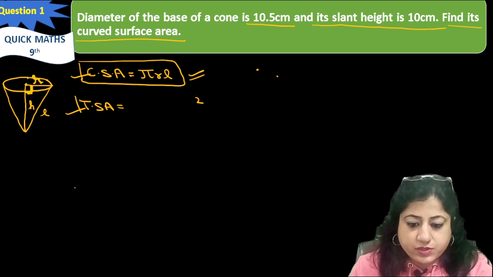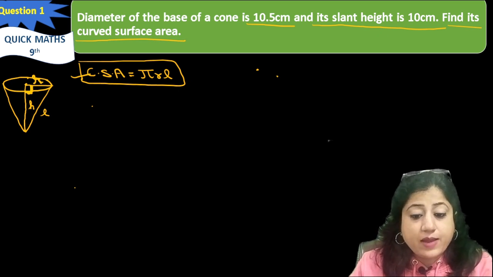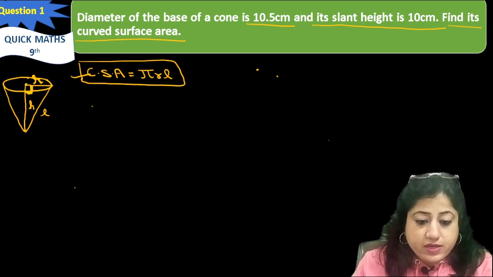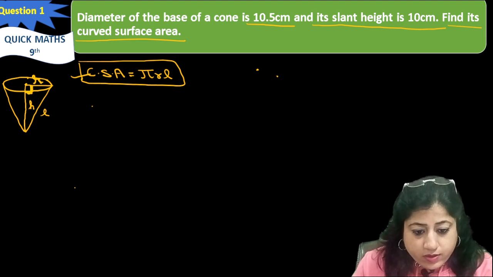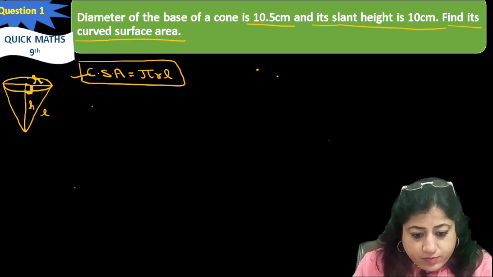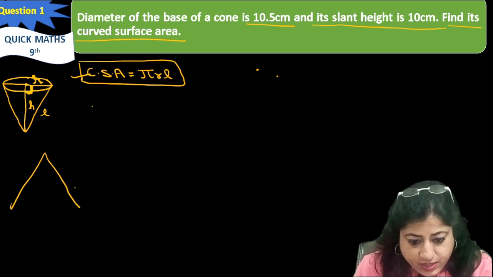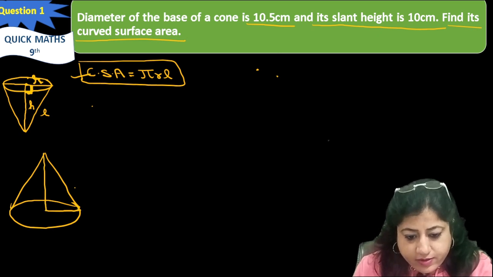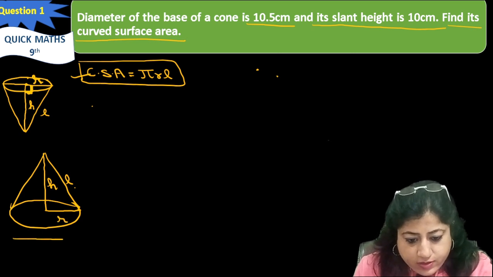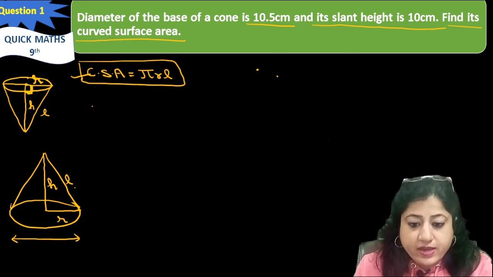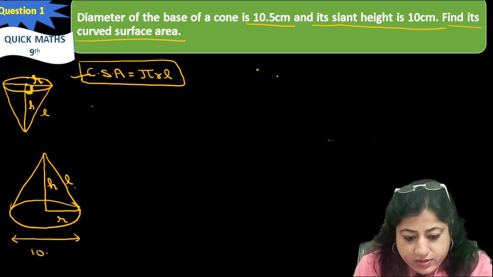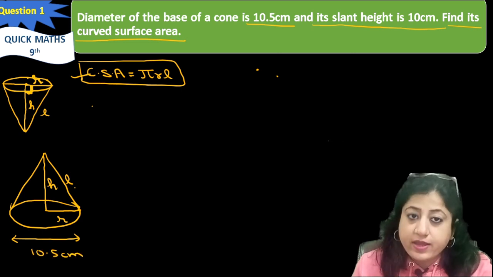Now in the first question, the given parameters are, first, the diameter of the base of the cone. This is the cone and this is the base. Why is it the base? Because the cone is in such shape. This is the height, and this one is the radius. So this is height, this is slant height, this is radius. So obviously this one is the base, and he is saying the diameter is given. Diameter means 10.5 centimeter is given.